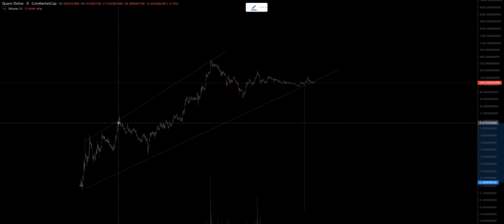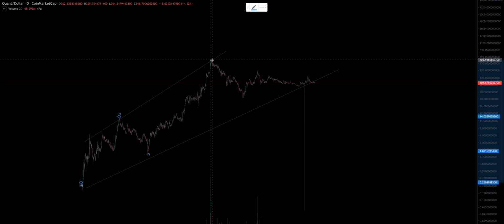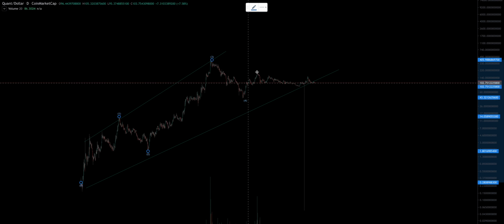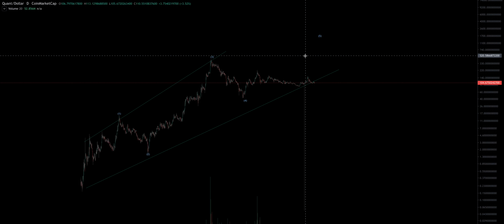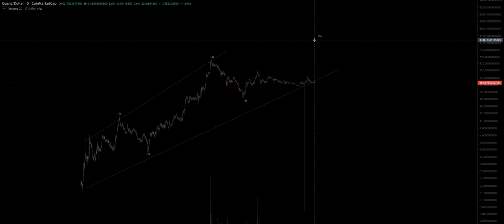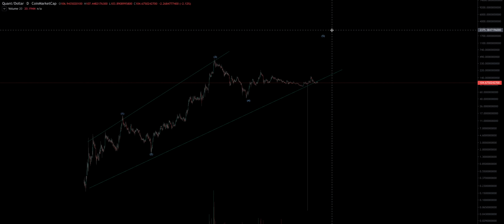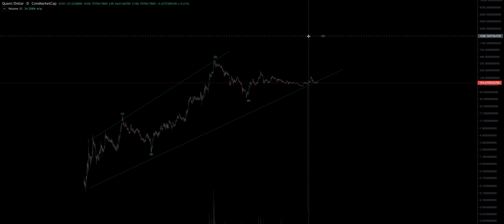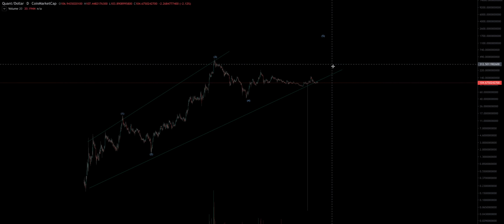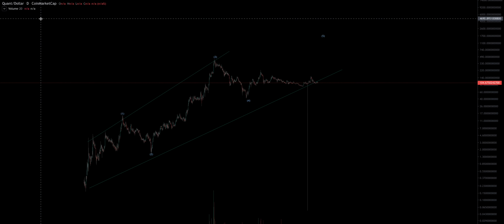So this is your wave 1, your wave 2, your third, come down for your fourth wave, and now we're starting our fifth wave to the upside over here. Okay, when this fifth wave comes in, it would be wise to take profit, because whenever you have an ascending wedge or a broadening wedge after your fifth wave, the correction that comes after it won't look very pretty.